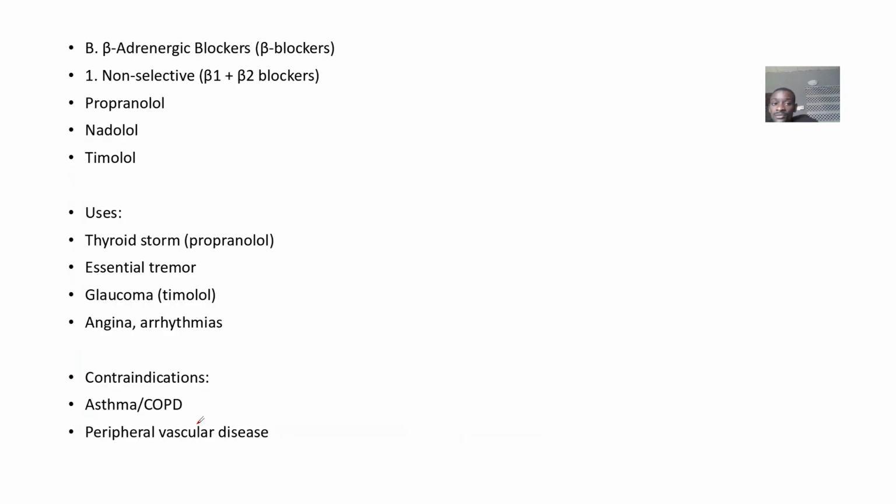All right. So we also have the adrenergic blockers, which basically block the beta receptors. So drugs like Propranolol, nadolol, and timolol. So those ones are basically the beta blockers, right? And for the three that I listed, they block both the beta receptors, type 1 and also type 2. All right, so they are used in thyroid storm, tremors, glaucoma, angina, then arrhythmias.